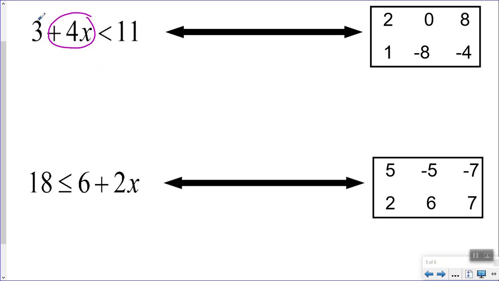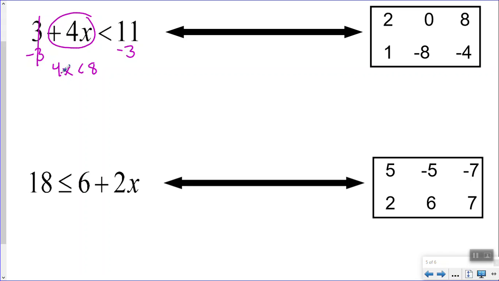Outside that circle, I see a positive 3. The opposite of that is going to be a negative 3. So we're going to subtract 3 from both sides. That goes to 0, and all that's left is positive 4x. I subtracted, did not multiply or divide by a negative, so my inequality symbol stays the same. 11 minus 3 is 8.